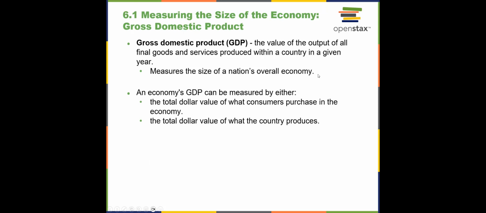So let's start with the definition of gross domestic product. As I said, gross domestic product is used to measure the size of the economy. And it's defined as the value of the output of all final goods and services produced within a country in a given year. And this statistic measures the size of a nation's overall economy. So the economy's GDP can be measured by either the total dollar value of what consumers purchase in the economy or the total dollar value of what the country produces. So either you can check the total value of production or you can check the total value of expenditure, but they are the same because whatever is spent on expenditure is produced by the country.